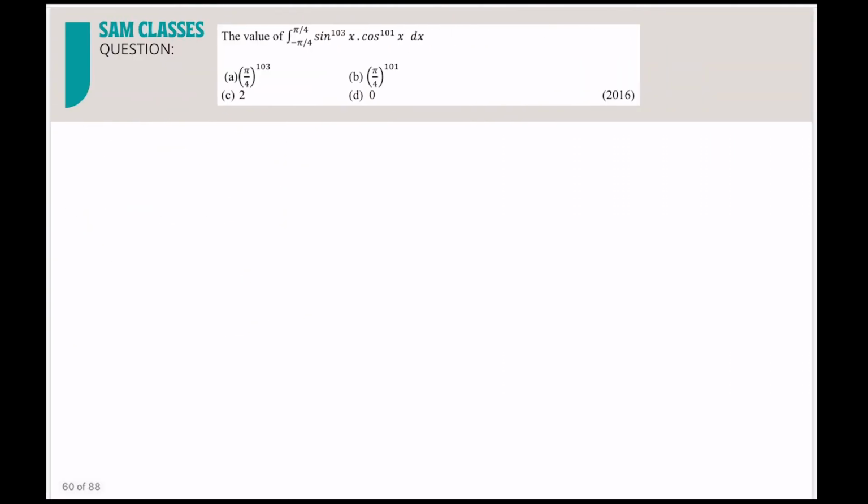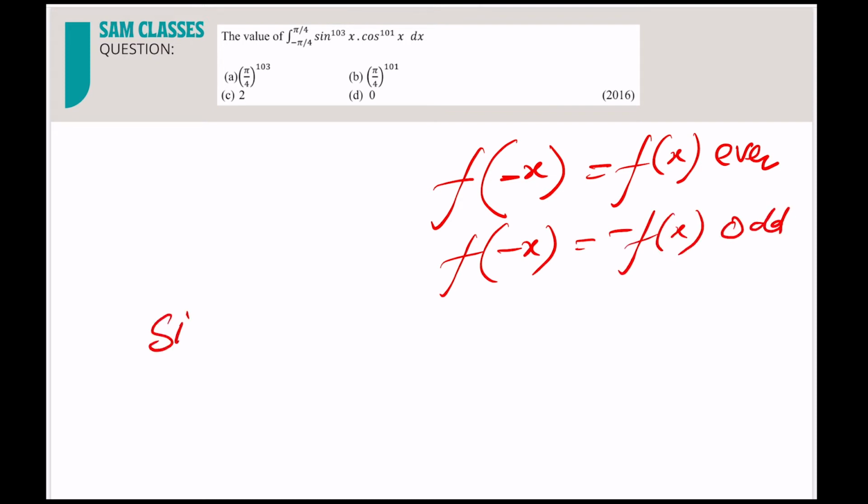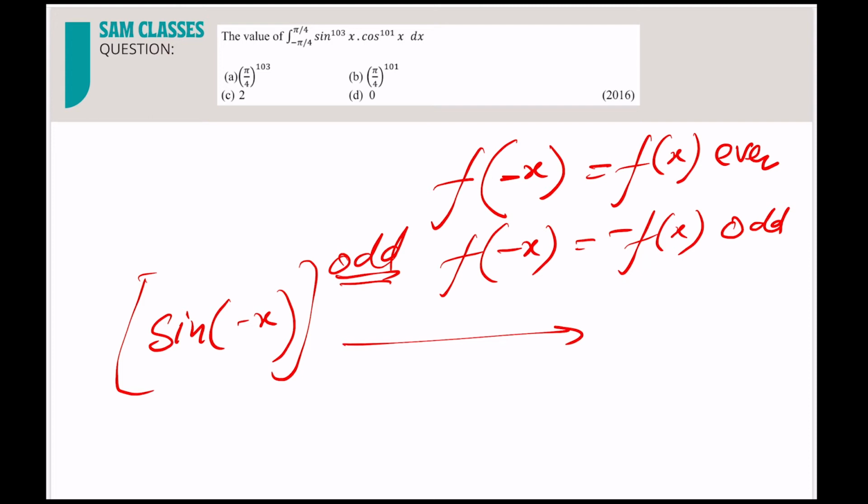Okay. Next question. Now this is, what do you say, a crazy question. Okay. You just need to understand. Keep that in mind. This I'll write in golden letters. f of minus x, if the sign is getting absorbed, so it is an even function. If it is not able to absorb the sign, it is an odd function. Okay, so sine power minus x and then whole power odd is always what? It is always an odd function.